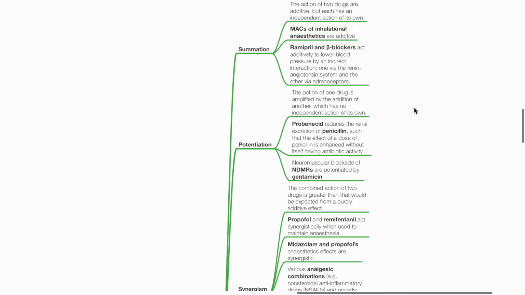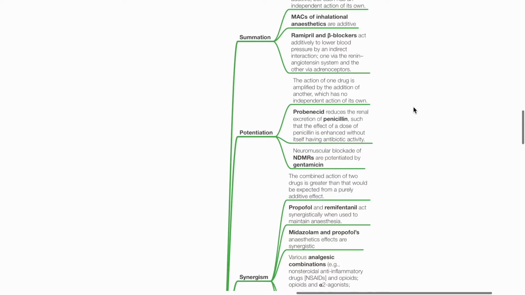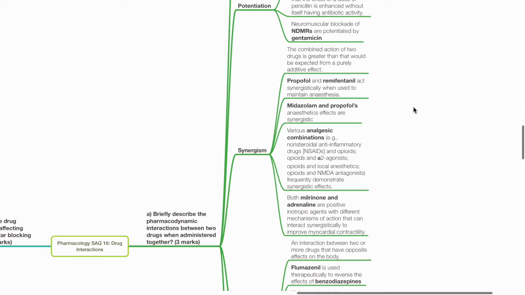Potentiation. The action of one drug is amplified by the addition of another, which has no independent action of its own. Probenecid reduces the renal excretion of penicillin, such that the effect of a dose of penicillin is enhanced without itself having antibiotic activity. Neuromuscular blockade of non-depolarizing muscle relaxants is potentiated by gentamicin.